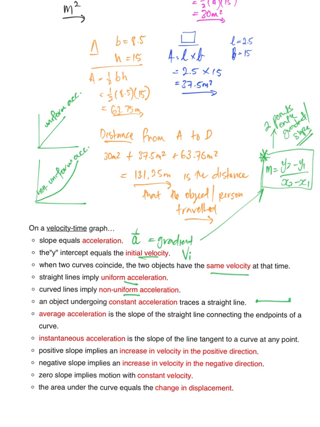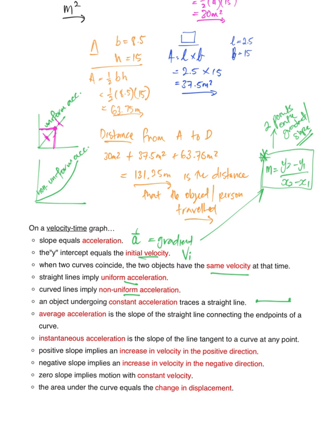Average acceleration is the slope of the straight line connecting the endpoints of a curve. So if I want to check, for example, from this point to here, I can find the average acceleration during that moment. Remember instantaneous acceleration? I can do this, and that will give me instantaneously what my acceleration was at that moment.